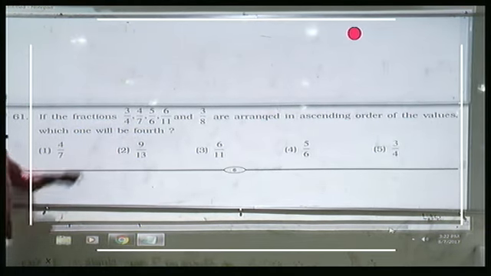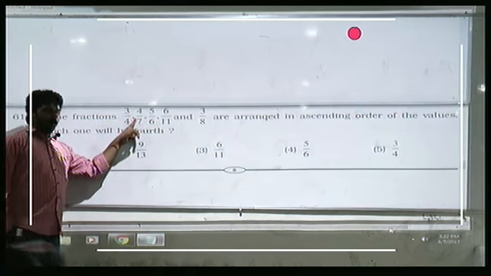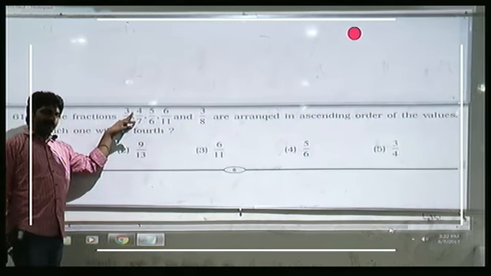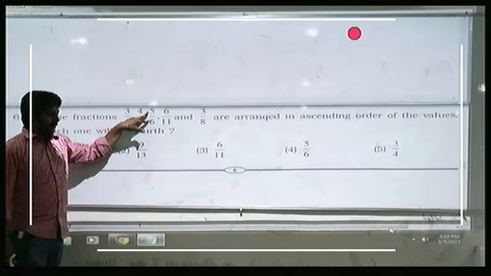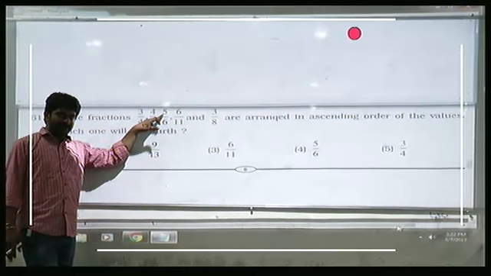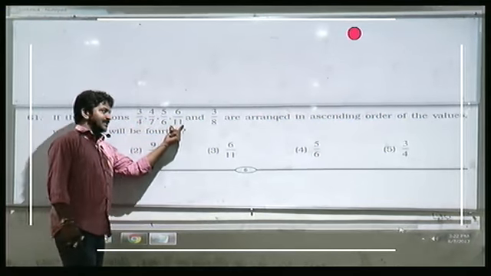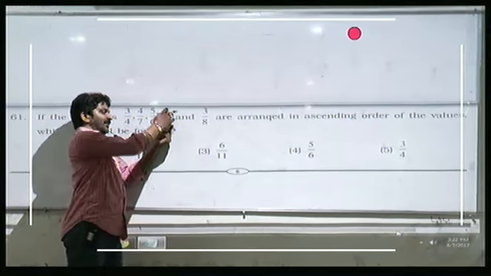4 by 7. 4 by 7 is near about 50%. 5 by 8 is near about 8%. Very close to each other, these two numbers. And 6 by 11. 6 and 11, difference is more.